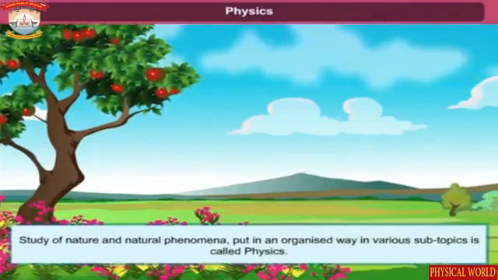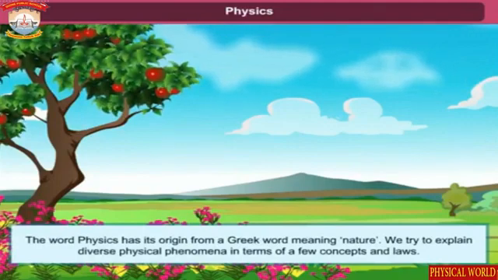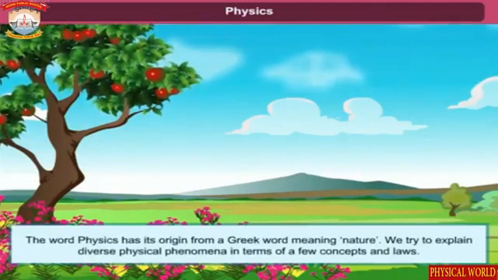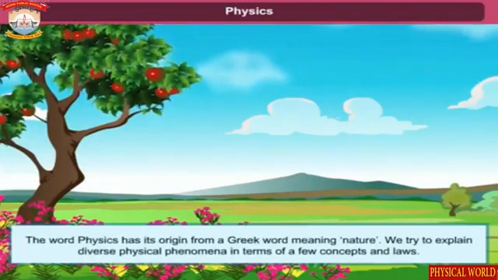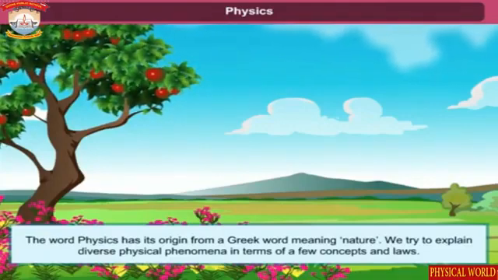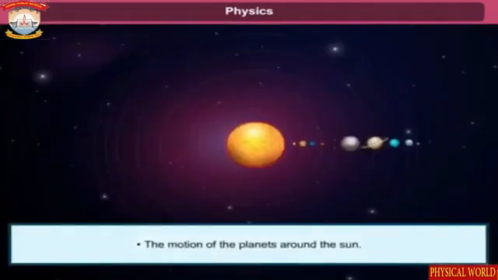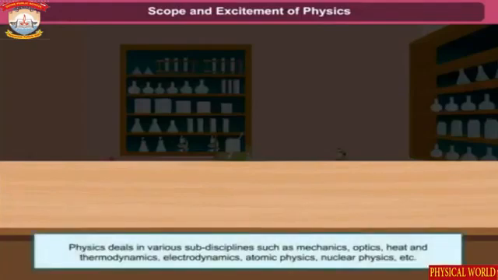Study of nature and natural phenomena put in an organized way in various subtopics is called physics. The word physics has its origin from the Greek word meaning nature. We try to explain diverse physical phenomena in terms of a few concepts and laws. For example, Newton's law of gravitation explains the fall of an apple to the ground and the motion of planets around the sun.